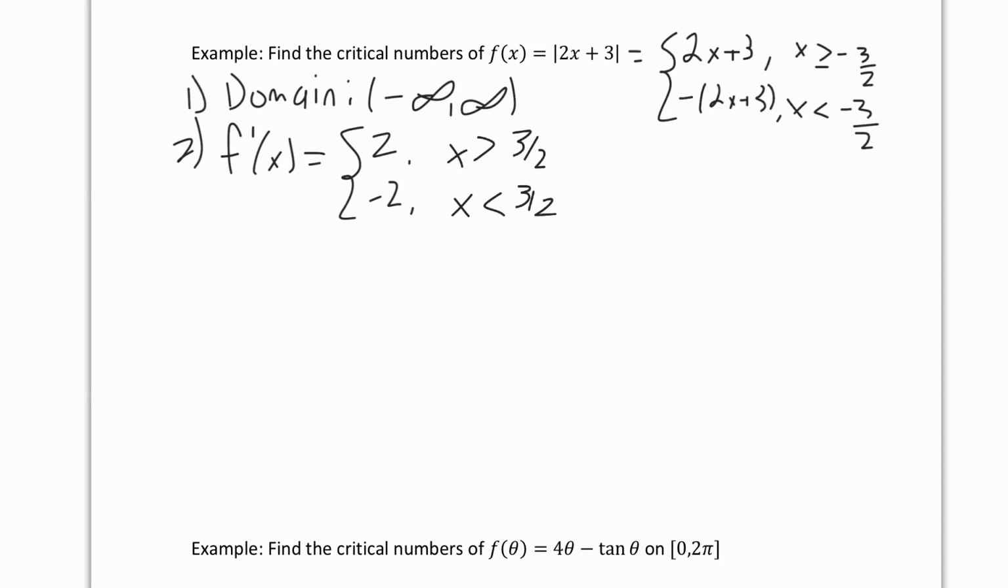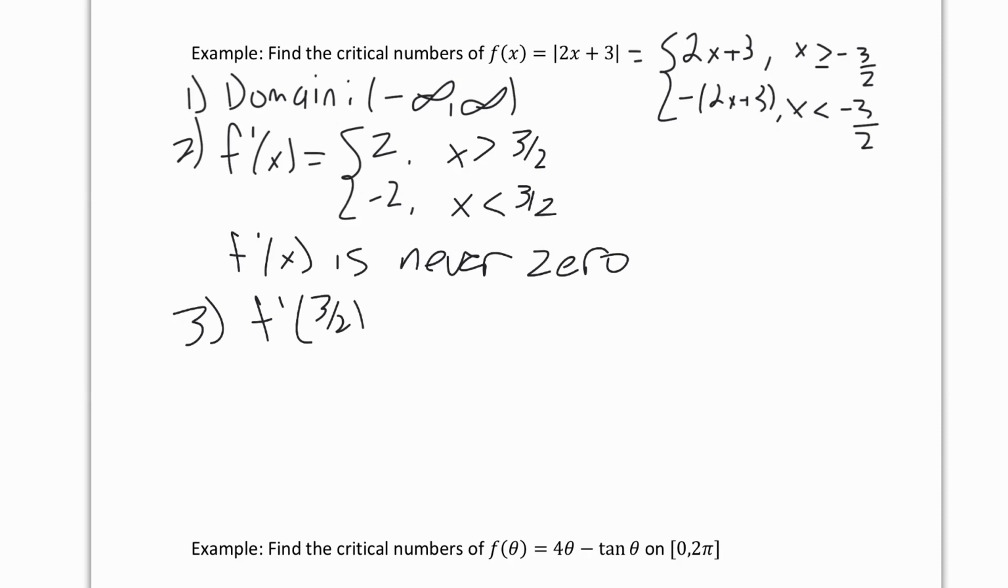So it's pretty clear here, f'(x) is never 0. So we don't get a critical number from that, but f'(-3/2) is undefined. So that gives us our critical number, x equal to, sorry, that should be negative. f'(-3/2) is undefined, so that gives us our critical number at x equals negative 3 over 2.